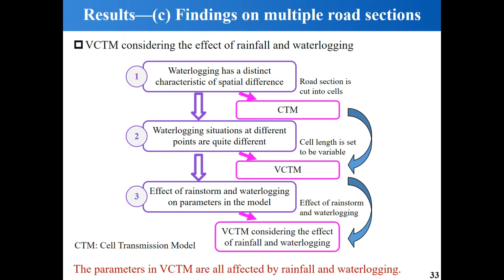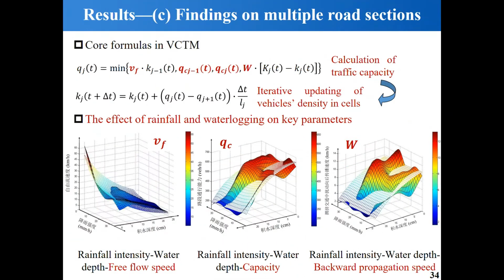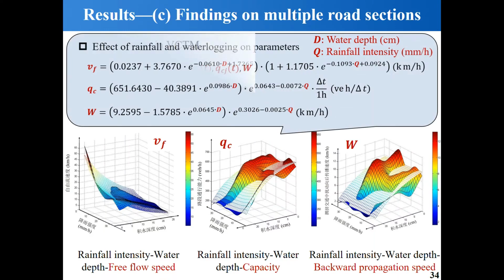We proposed a novel VCTM considering the effect of rainfall and waterlogging. Free flow speed, capacity, and backward propagation speed are 3 key parameters in VCTM. Their correlation to rainfall and waterlogging has already been reviewed in these 3 formulas.